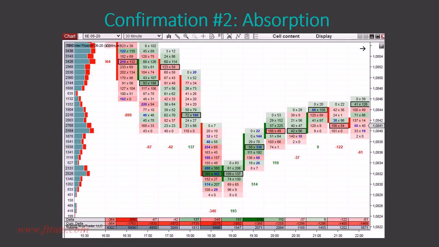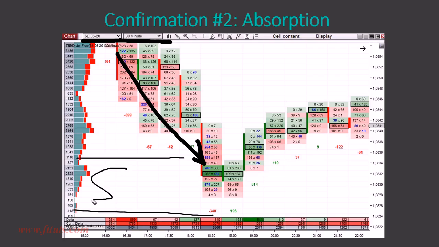Now this is the last example. It is on the 6E, which is Euro futures. It is a 30-minute chart. Price is moving downwards. Imagine that somewhere in here there is a support area. In that support area, you are waiting for some confirmation to enter a long trade.